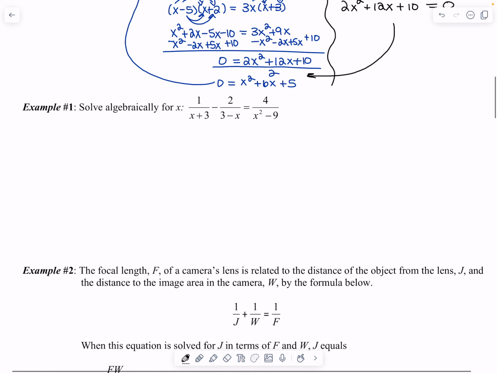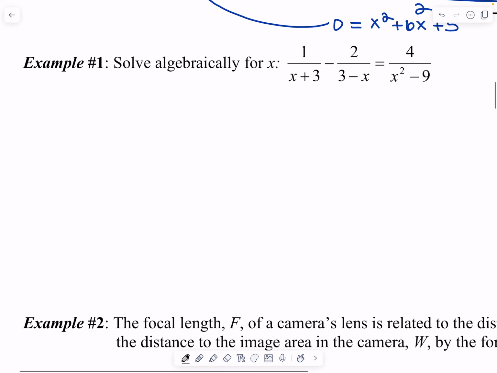Okay, the next problem. We're looking at a fractional equation. We're being told we need to solve for x. I want you to, for a moment, just think about what the LCD, we're going to use that approach here, would be for this example. So maybe pause the video for a second and think about it, or maybe try to even write it out.